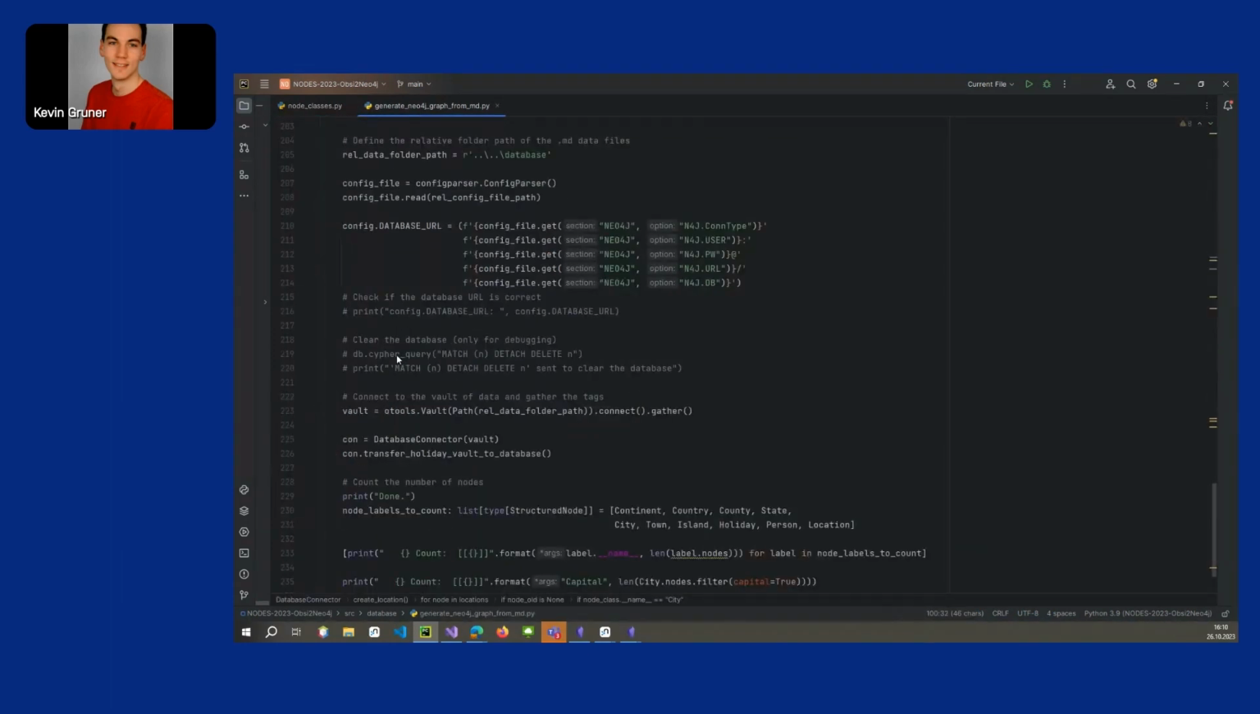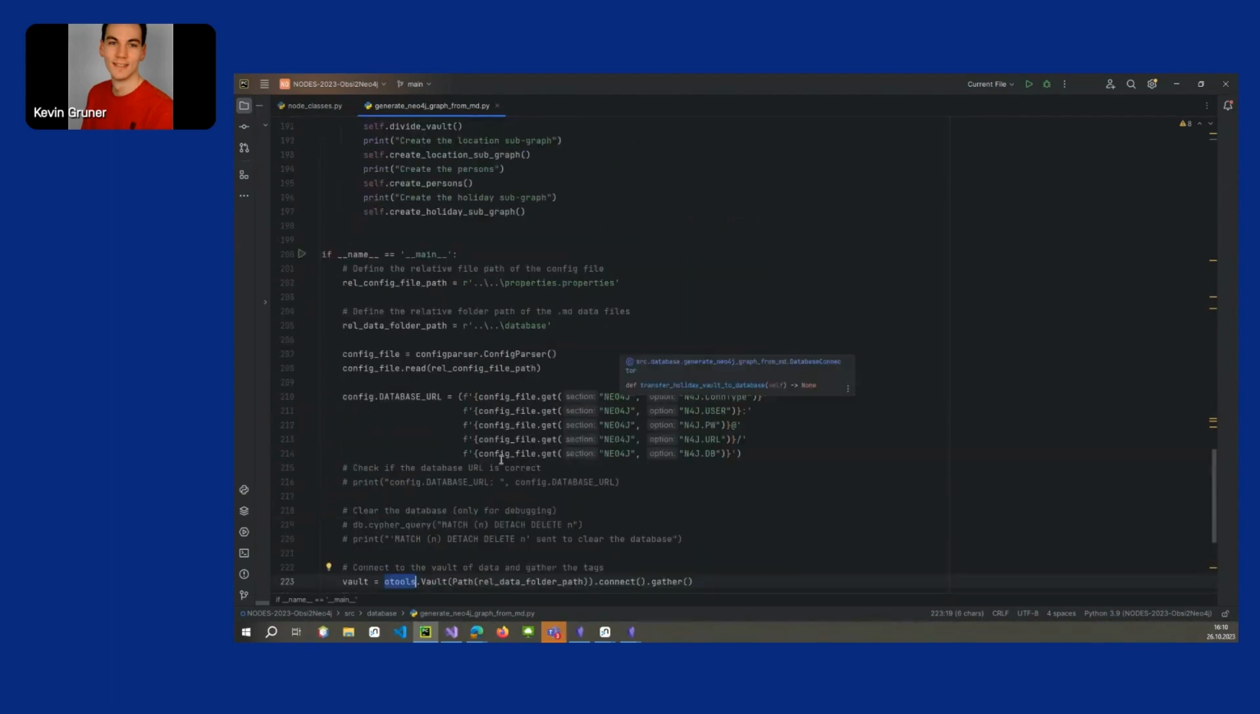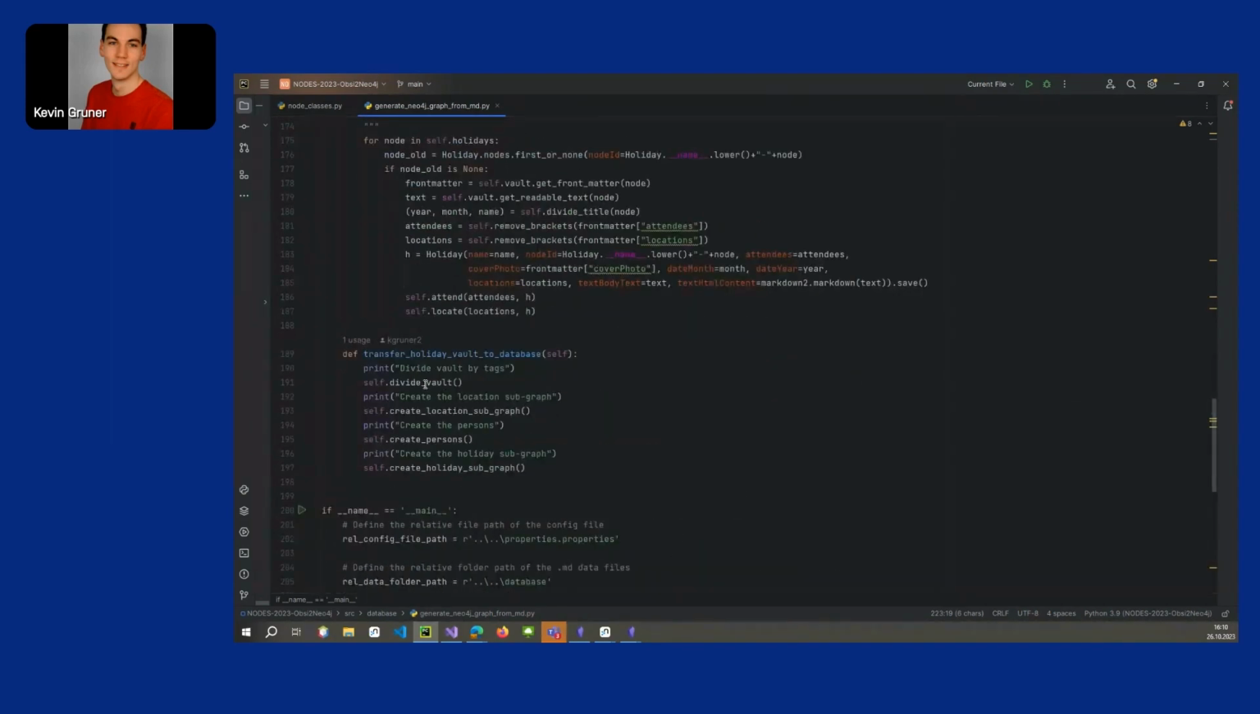And then what I did was I wrote a 200-line Python script that opens the vault, the Obsidian vault, via the Obsidian tools package, connects that into Python, and then transfers all the information into Neo4j by dividing the vault, creating sequentially the nodes and edges. So at the end, we have also the edges between holidays and attendees and holidays and locations.